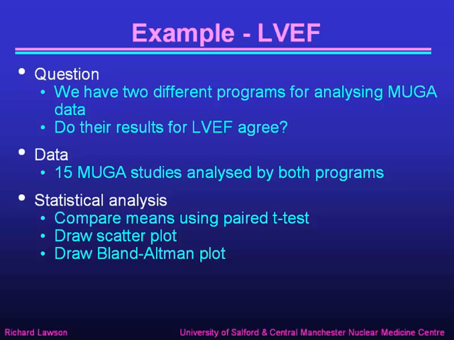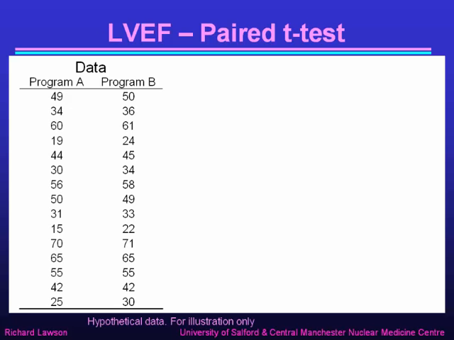We can compare the means using a paired t-test, we can draw a scatter plot, and we can certainly draw a Bland-Altman plot. All of those will be useful. So here is some hypothetical data. Program A gives these measurements for ejection fraction, and program B the others. So for the first patient, program A gave 49% and program B 50%. For the second patient, program A 34% and program B 36%.